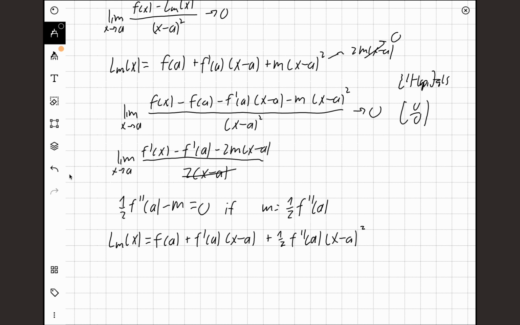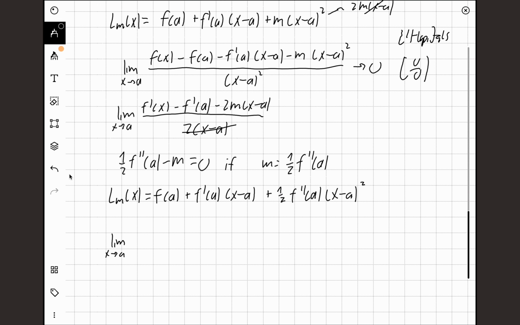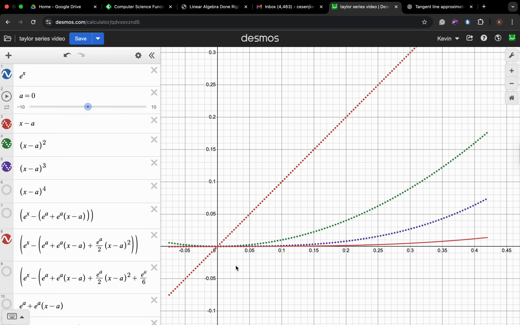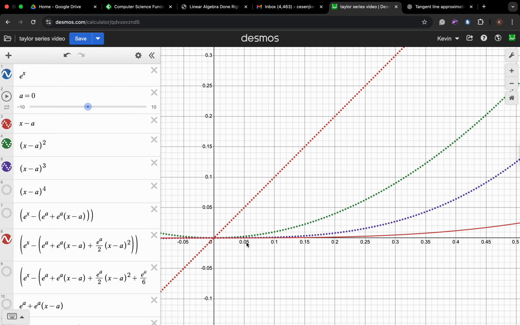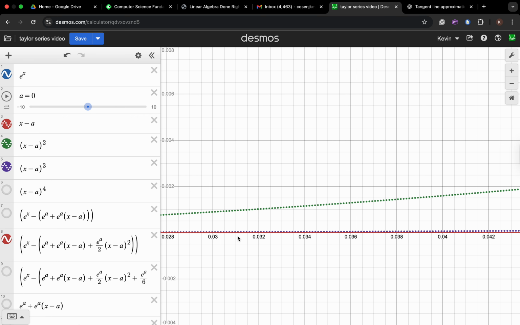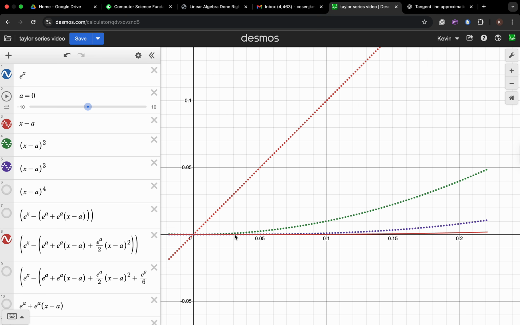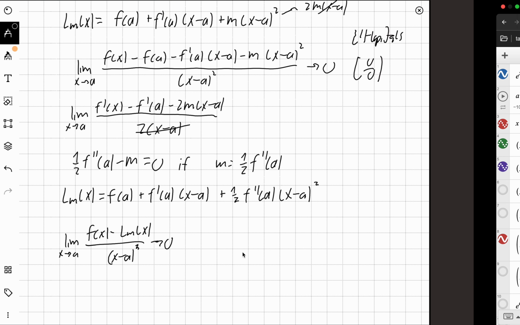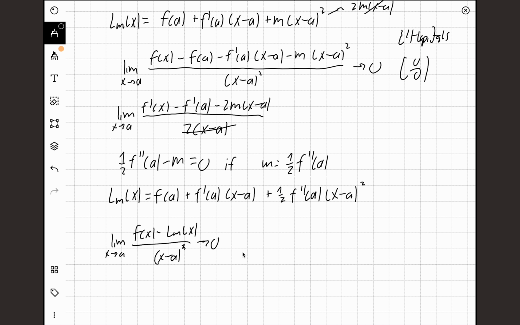Now let's say that we want to take the limit as x goes to a of f of x minus L_m of x, which is what we found here, over x minus a cubed. Now we want this to go to 0. And we're going to see again, if I plot x minus a cubed, that all of a sudden our approximation isn't that good anymore. They're basically the same. If we zoom in, they're basically the same approximation. It's not like our approximation is infinitely better, which again means we're going to have to, so this limit, if we just change the square to cubed, this won't go to 0 anymore. So we have to add yet another term.